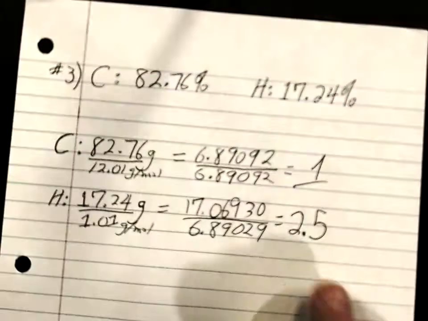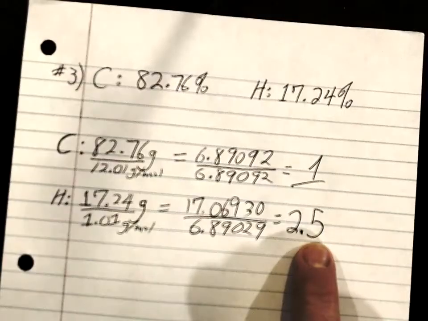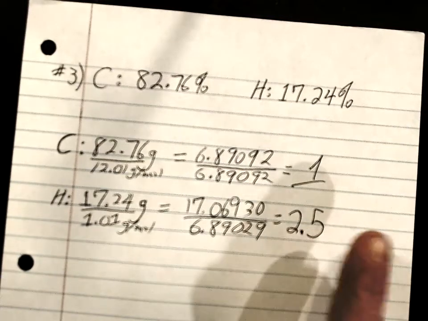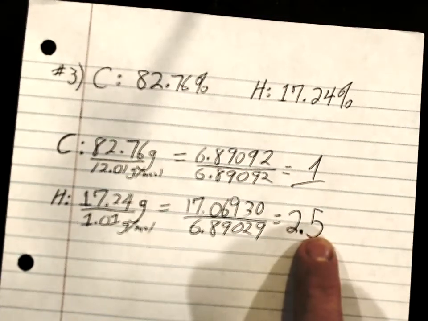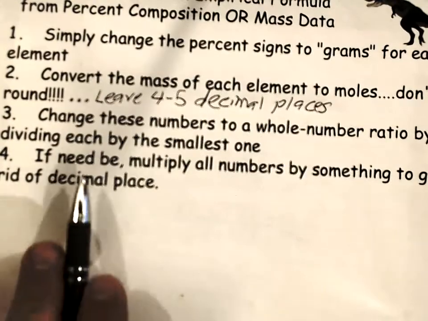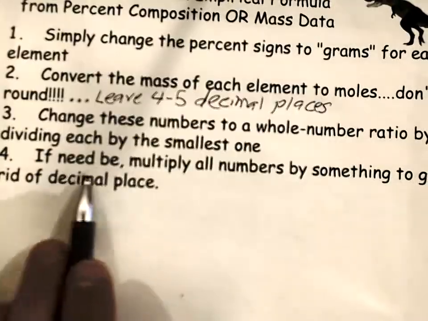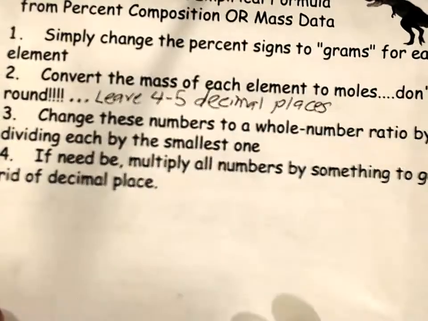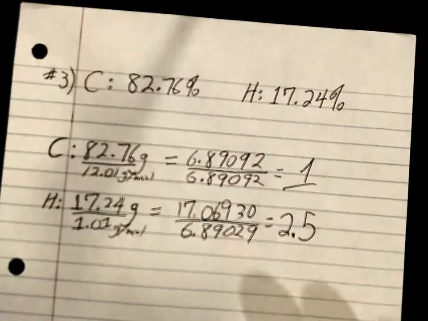Okay? So what do you do with 1 and 2.5? Oh, I know. Let's round the 2.5 up to 3. Wrong. When you have a nice round, even decimal place like this, this is where you invoke the fourth rule. We want to take this 1 and the 2.5, and we want to multiply them both to upgrade them to a whole number ratio.